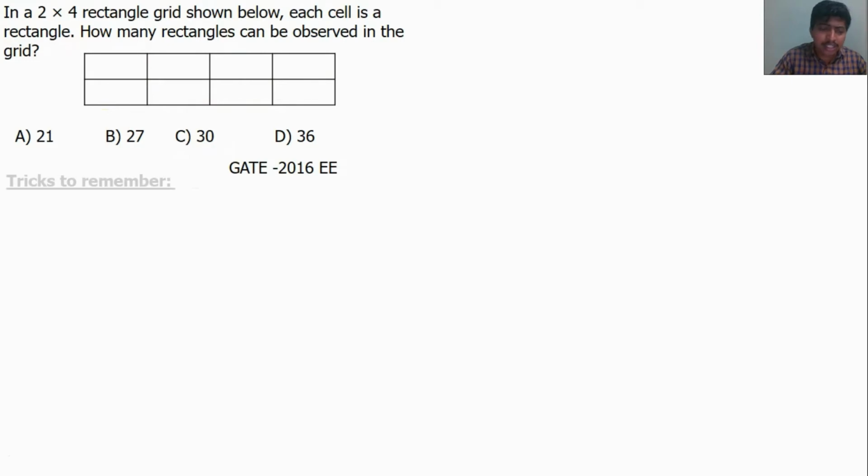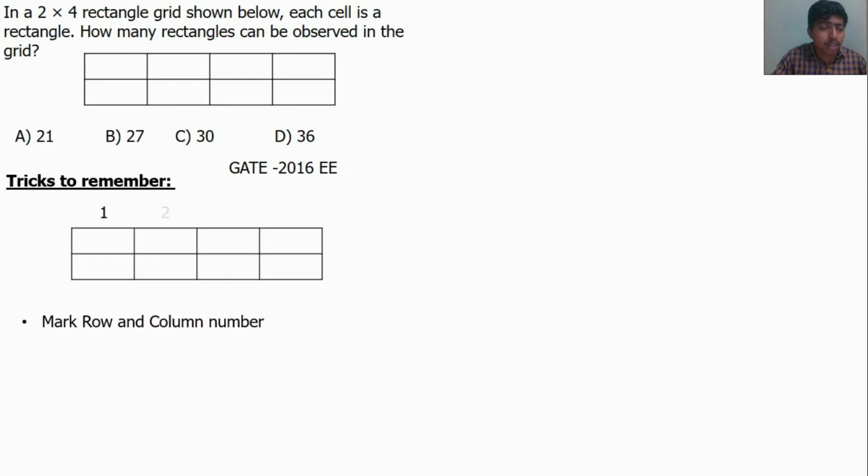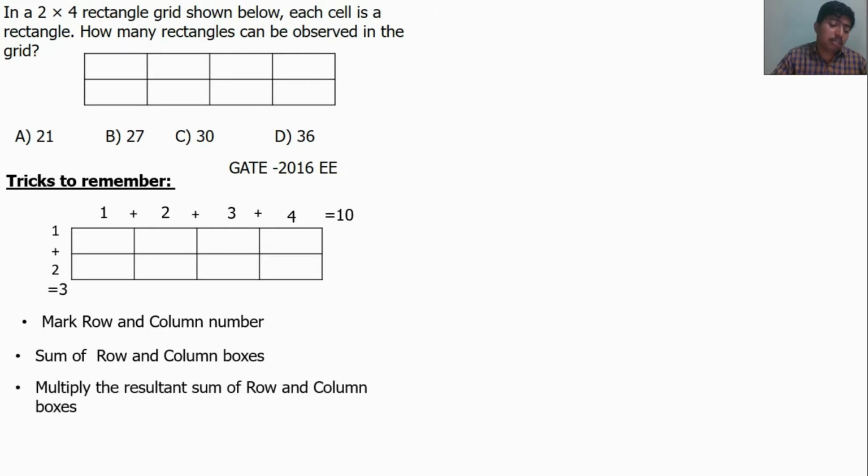Okay, so the shortcut trick is, first mark the number of row and column numbers. 1, 2, 3, 4 number of columns and rows 1 and 2. First step over. Second step is sum of row and column boxes. This is product of sum. First we find the sum, then the product. So 1 plus 2 plus 3 plus 4 is equal to 10. Here in the row side, 1 plus 2 is equal to 3. Sum is over. Then you go to product. You will get 3 into 10 is equal to 30 number of rectangle boxes are available.